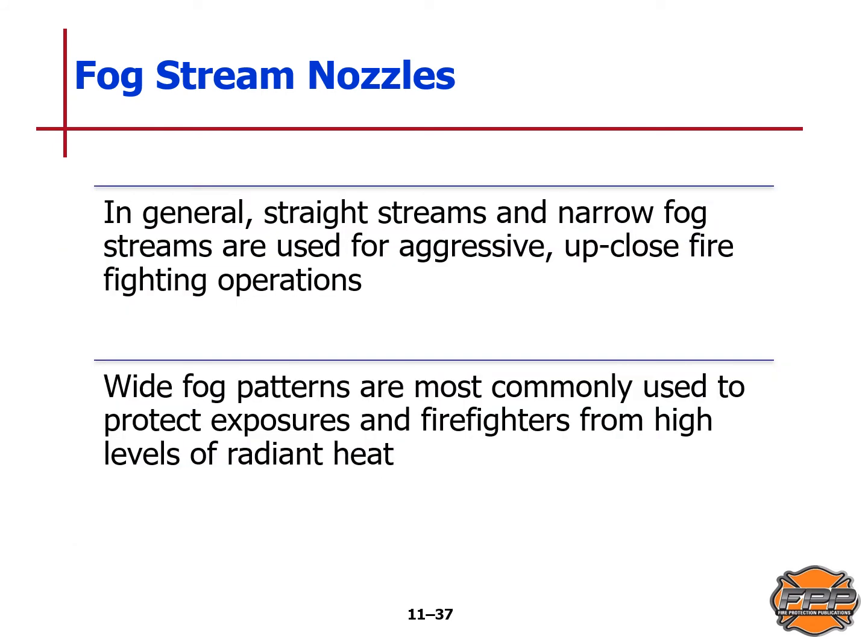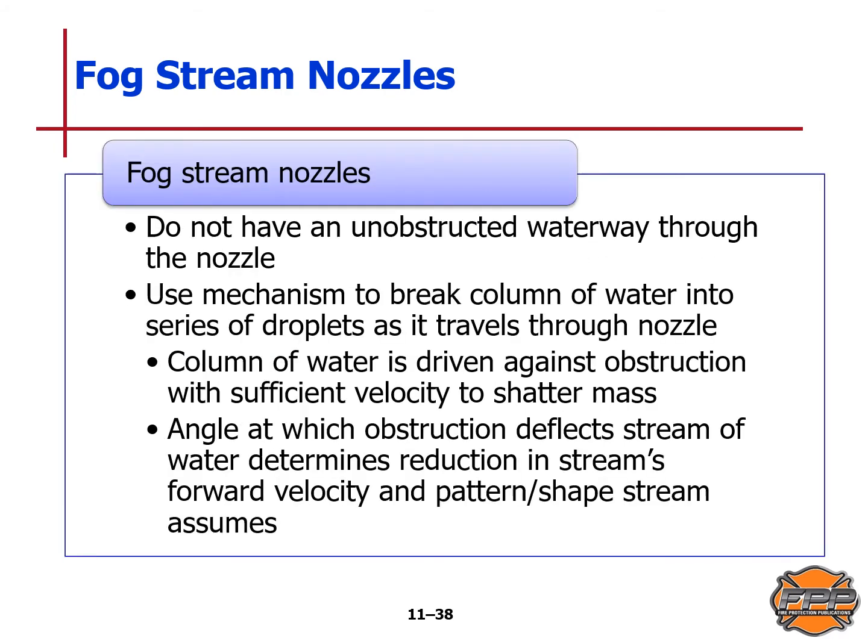In general, straight streams and narrow fog streams are used for aggressive up-close firefighting operations. Wide fog patterns are most commonly used to protect exposures and firefighters from high levels of radiant heat. Fog stream nozzles do not have an unobstructed waterway through the nozzle.